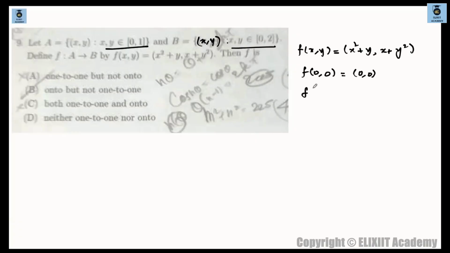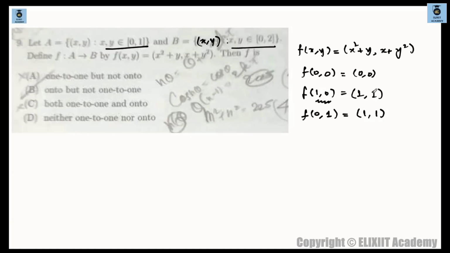Likewise, f of 1, comma 0. I'm checking for 1, comma 0. So 1, comma 0 will give you 1 plus 0, which is 1, and similarly here as well, 1 plus 0, which is 1. And similarly, you check for the next possible value, which is 0, comma 1. 0, comma 1 will give you 0 plus 1, 0 plus 1. So again, 1, comma 1. So here you can see that for one particular input, you're getting 2 same outputs.